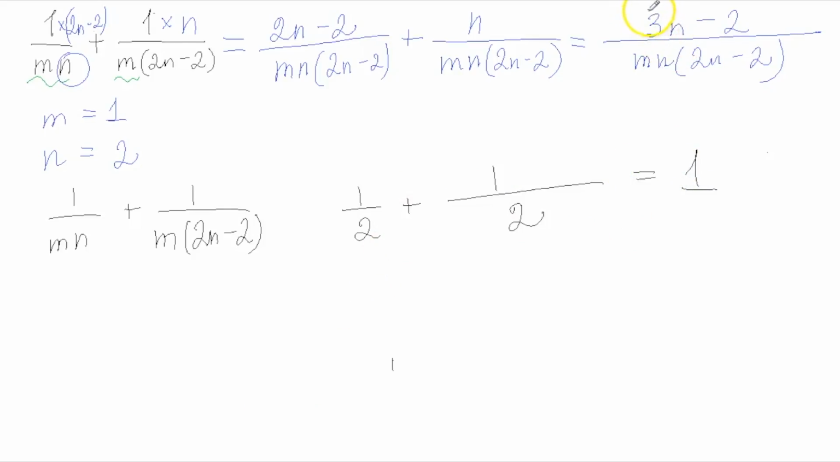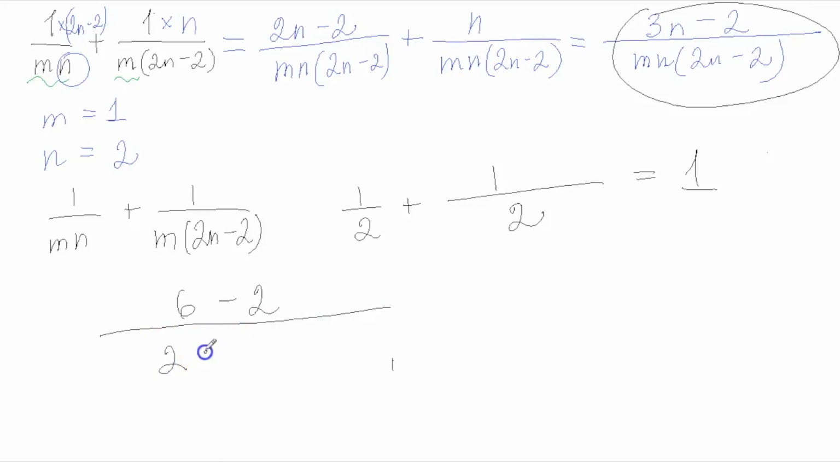And then I'm going to do the same thing. I'm going to put the same numbers in here. So that's going to be 6 minus 2 over 2 times, right, 2 times 4 minus 2, which is 2. So that's going to be 4 over 4, which is also 1. So we're correct on that.